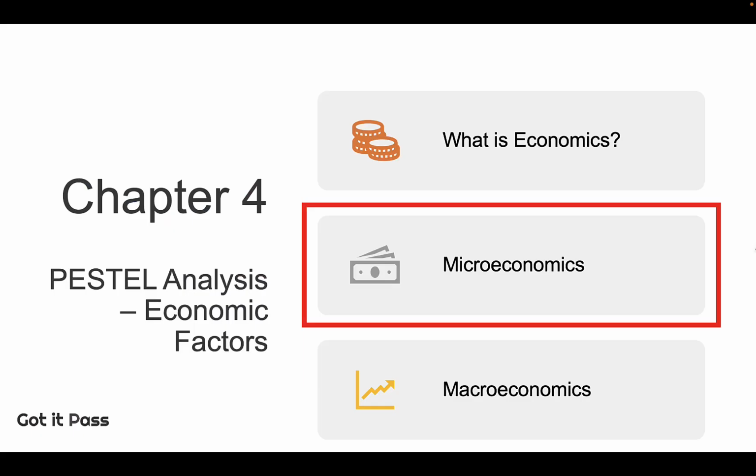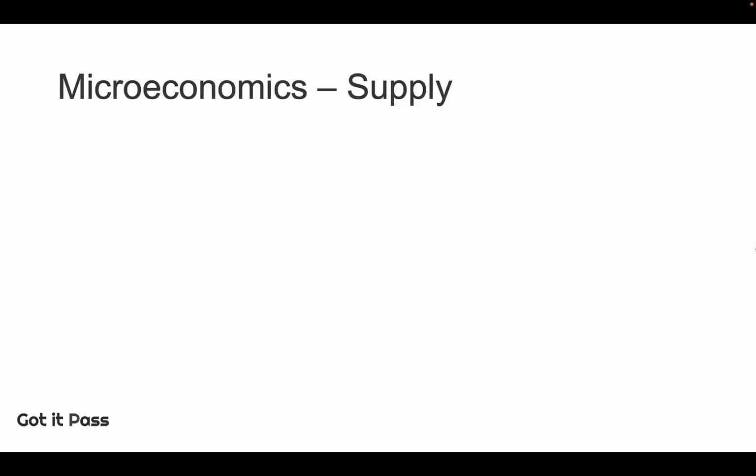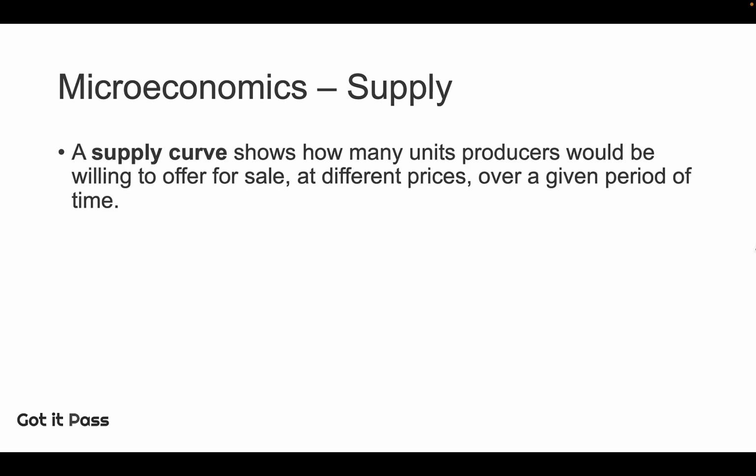In this class, we continue our discussion on microeconomics. In another class, we discussed the demand curve, and in this class, we start with the supply curve. A supply curve shows how many units producers would be willing to offer for sale at different prices over a given period of time.